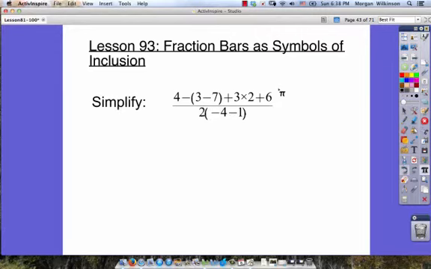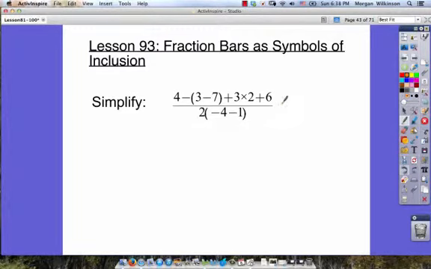Lesson number 93 is about fraction bars as symbols of inclusion. Now a fraction bar, let's use our pen tool, a fraction bar right here is a symbol of inclusion. What the fraction bar tells us is we have to do everything in the numerator first, then everything in the denominator second, before we can reduce our fraction or divide.